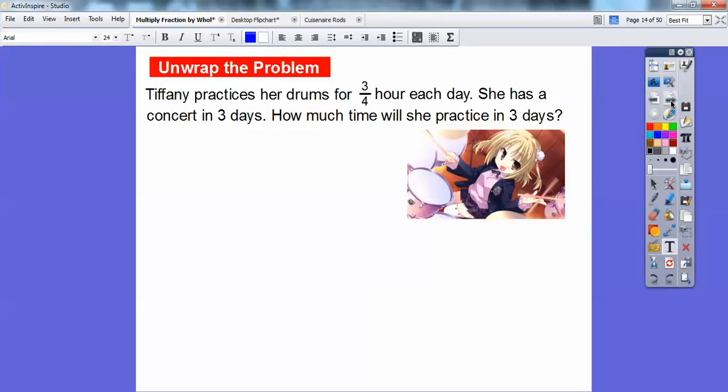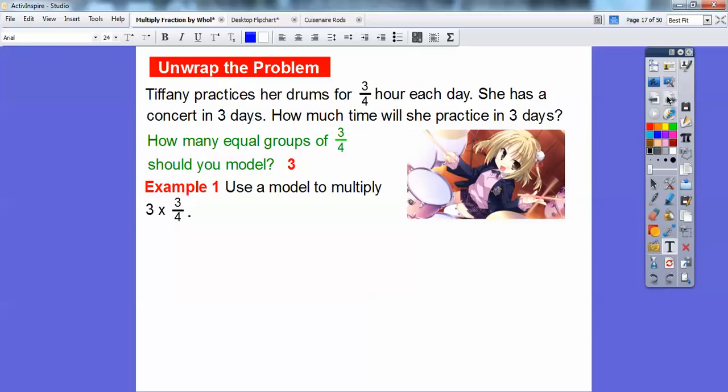Tiffany practices her drums for 3/4 hour each day. She has a concert in 3 days. How much time will she practice in 3 days? Okay, so how many equal groups of 3/4 should we model? We're going to use models here. Since she does 3/4 hour each day and she has a concert in 3 days, we're going to model 3 of the 3/4 strips right there, okay? And then we're going to use our model to multiply 3 times 3/4.